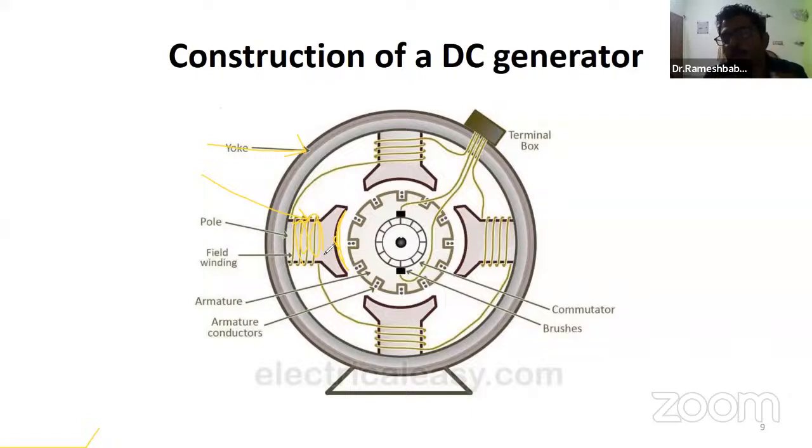The pole core is connected to the yoke with the help of a bolt and nut, mechanically supported in the yoke only, right? This is the part where the windings are wound. The field winding is wound on the pole core only. Okay, and then the pole shoe.